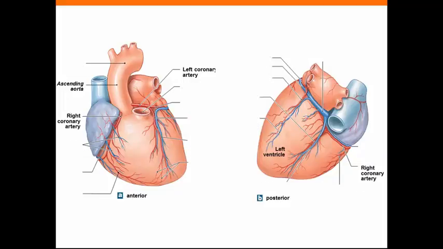The left and the right coronary arteries originate at the base of the aorta and at the aortic sinuses. The right coronary supplies blood to the right atrium and to portions of both ventricles. The left coronary artery supplies the left ventricle, the left atrium, and the interventricular septum.